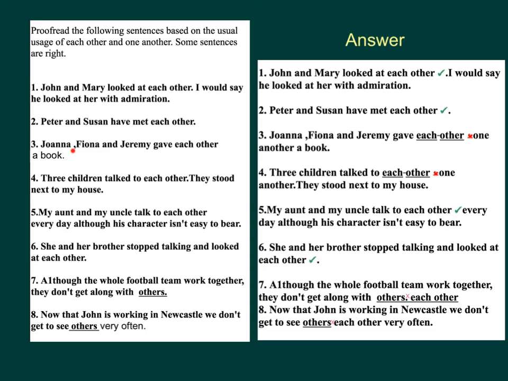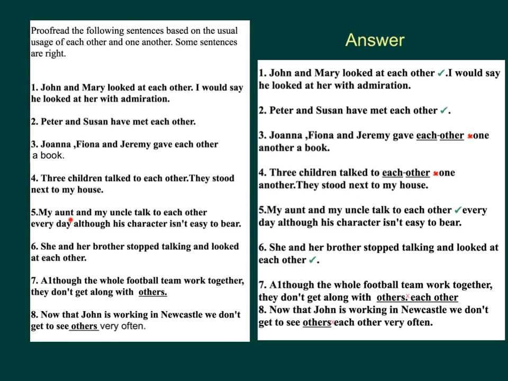Number 3. Joanna, Fiona, and Jeremy gave each other a book. Answer. Wrong sentence. The right sentence is Joanna, Fiona, Jeremy gave one another a book. Number 4. 3 children talked to each other. They stood next to my house. Answer. Wrong sentence. The right sentence is 3 children talked to one another. They stood next to my house.